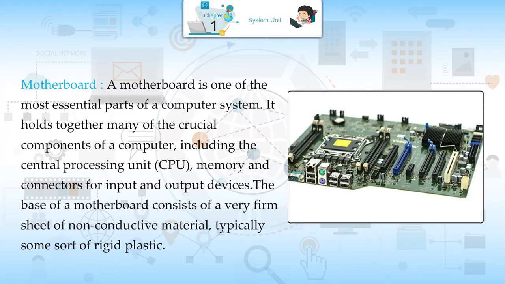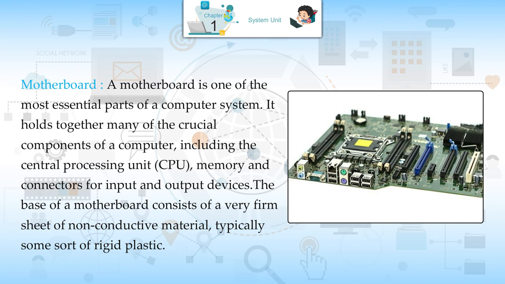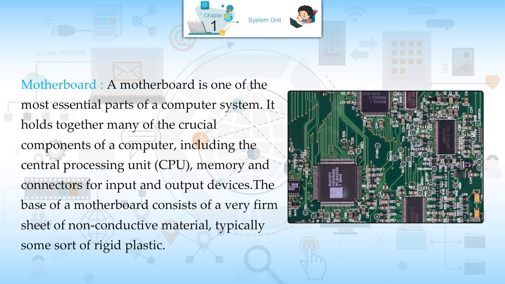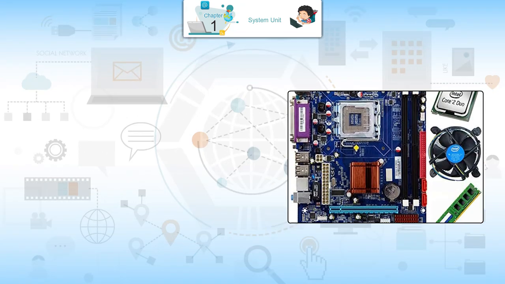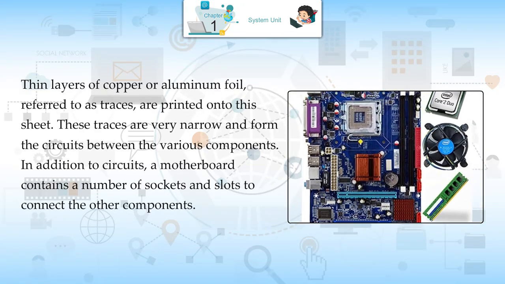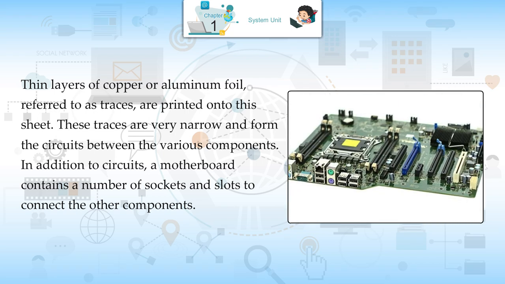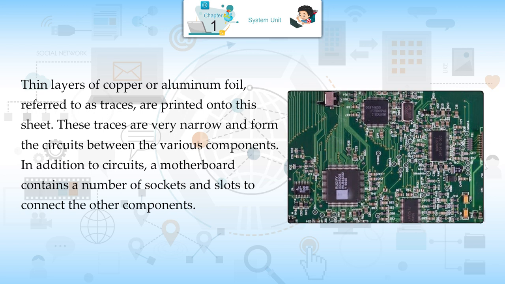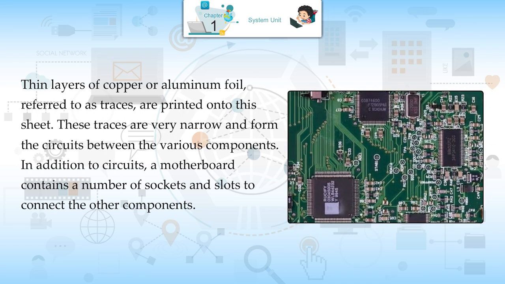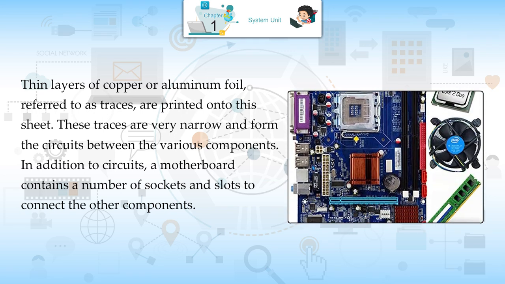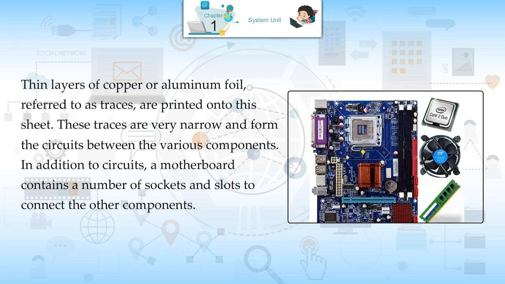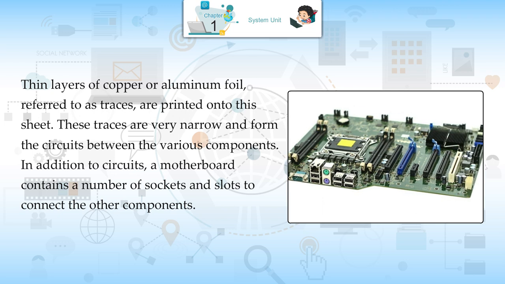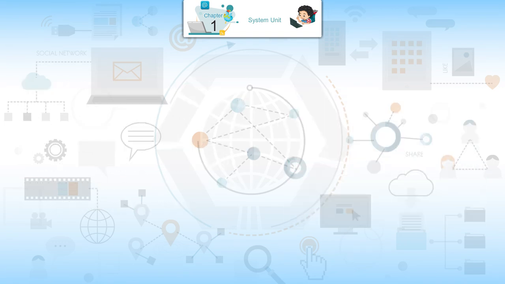The base of a motherboard consists of a very firm sheet of non-conductive material, typically some sort of rigid plastic. Thin layers of copper or aluminium foil, referred to as traces, are printed on this sheet. These traces are very narrow and form the circuits between the various components. In addition to circuits, a motherboard contains a number of sockets and slots to connect the other components.